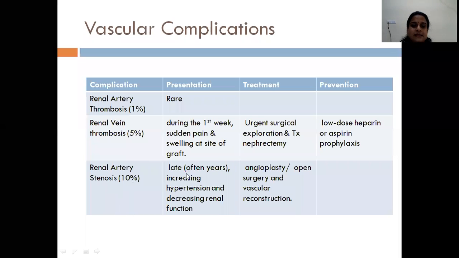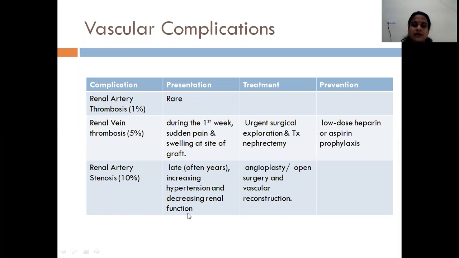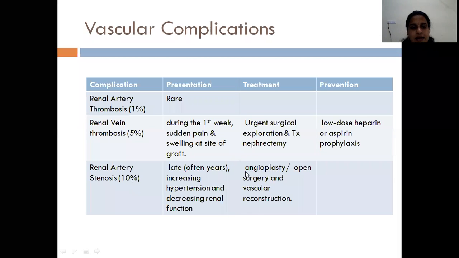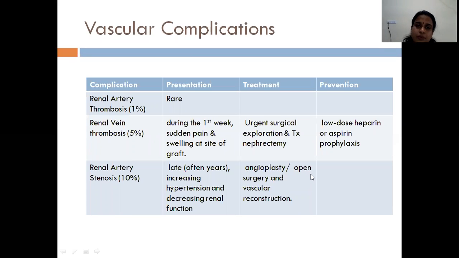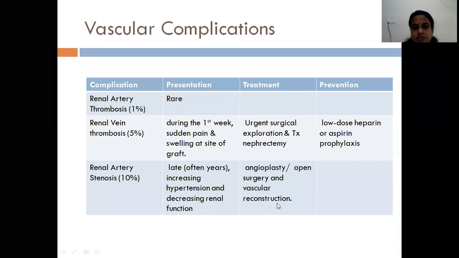How does the patient present? Increasing hypertension and decreasing renal function. The transplanted kidney fails to function to its initial normal limit. So how is that identified? Ultrasonographically, or angiography can be done to look for the renal artery stenosis. So it can be easily managed with an angioplasty. When that fails, then you have to go for an open procedure and vascular reconstruction. Okay, these are the vascular complications.